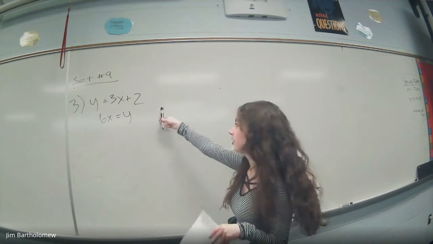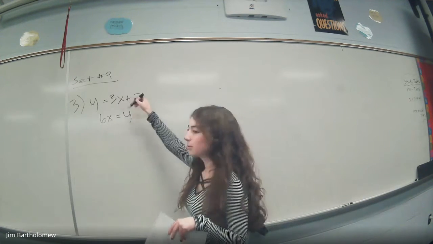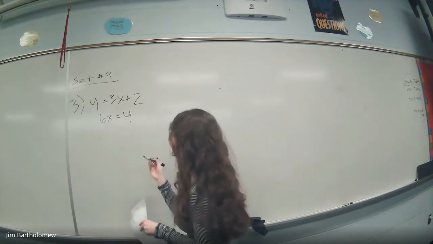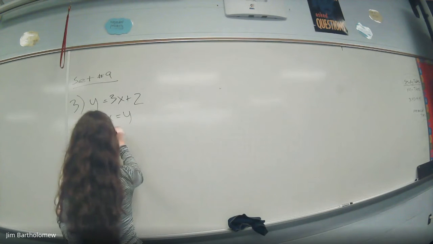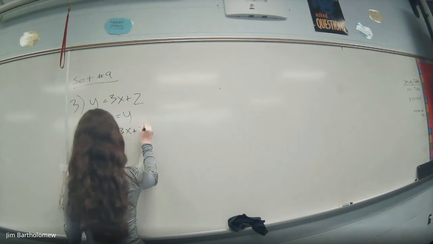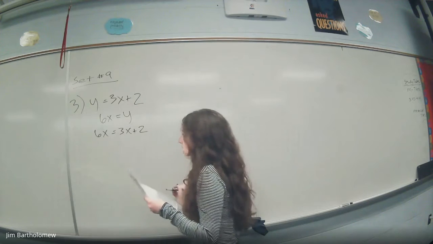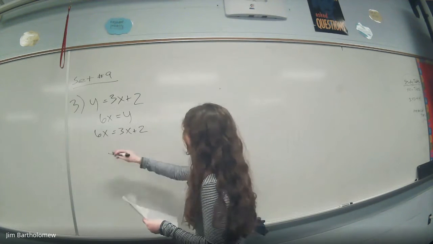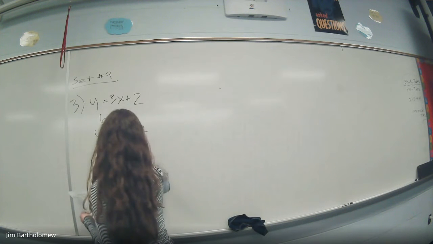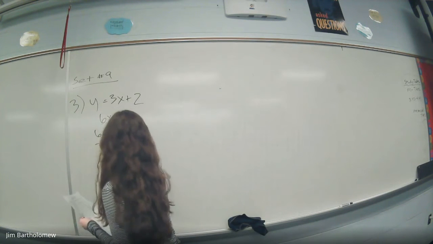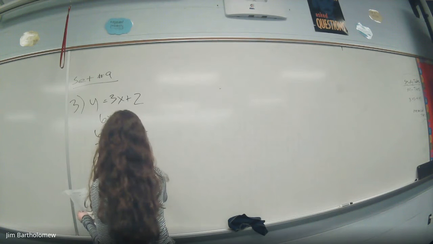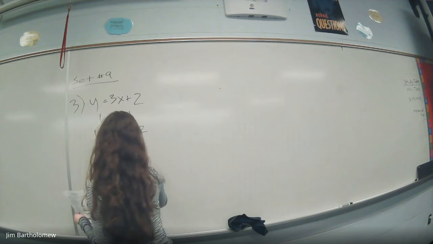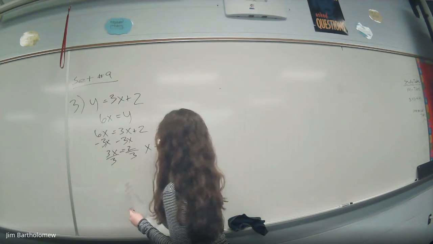Now what I'm noticing here is that these are both equal to y, so we can make the two equations equal to each other. Okay, now again, our goal is to find x first and then y. So we are going to subtract 3x from both sides to try to get x by itself. And then again, divide by 3 to get x by itself.